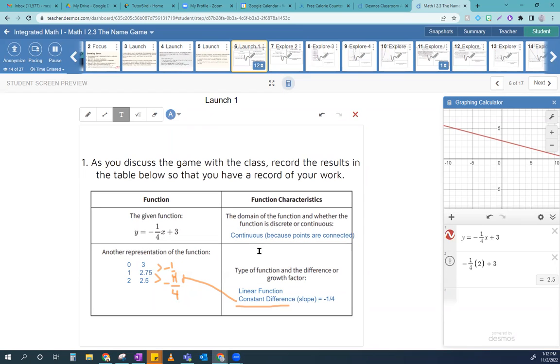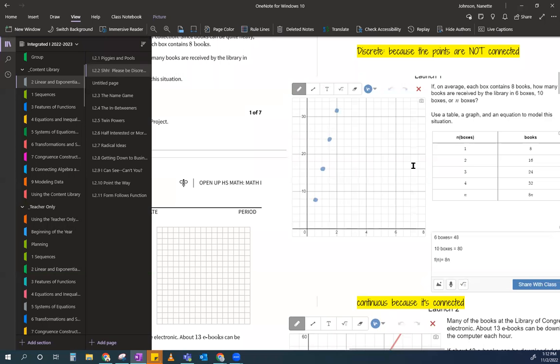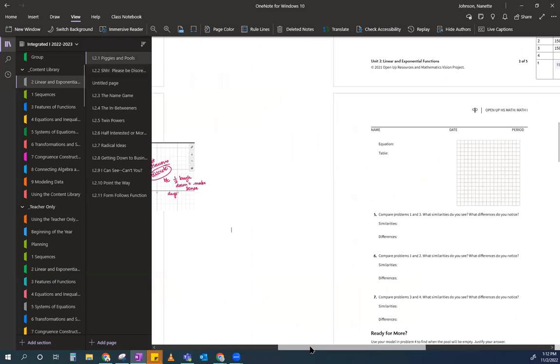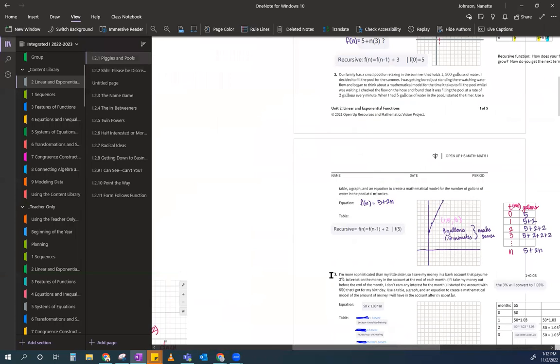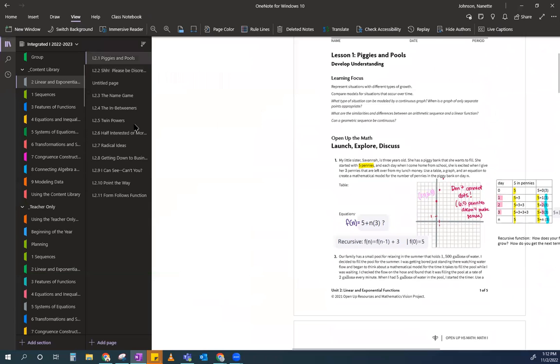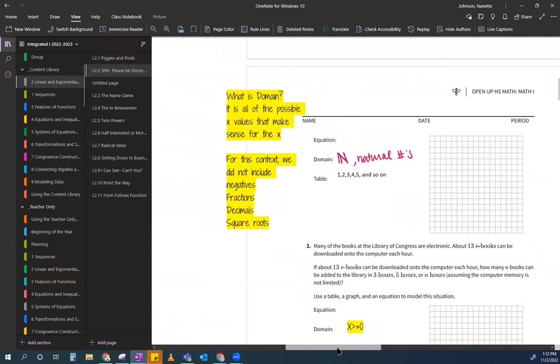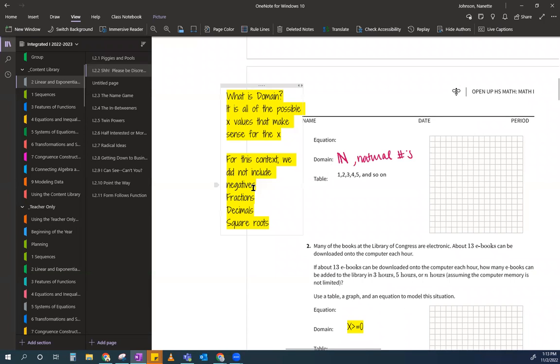Okay, the domain. We have to talk about the domain. What did we talk about the domain? What question did I ask you about domain? I think that was on this one, maybe. Nope, it was on this one. Making you all dizzy. Oh, what is domain? It is all possible values of x that make sense for the x. Okay, so remember, for this context of the books, we didn't include negatives, fractions, decimals, square roots.